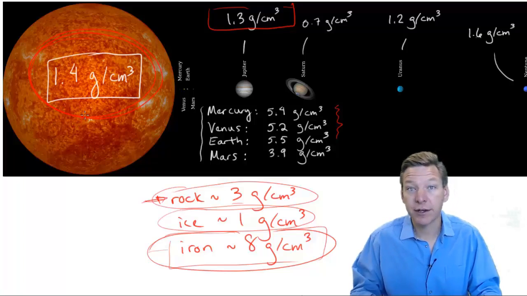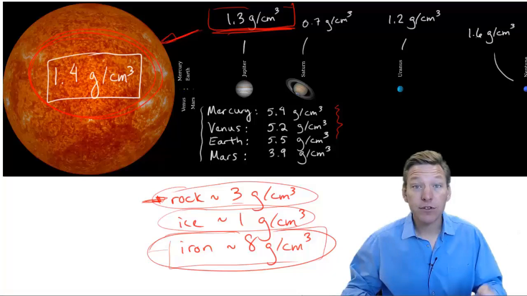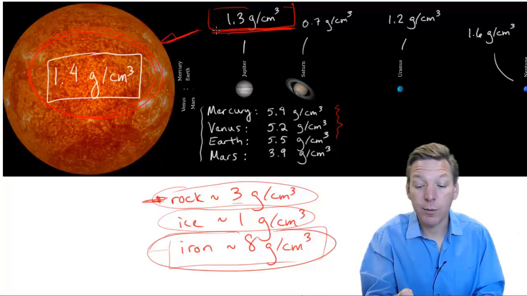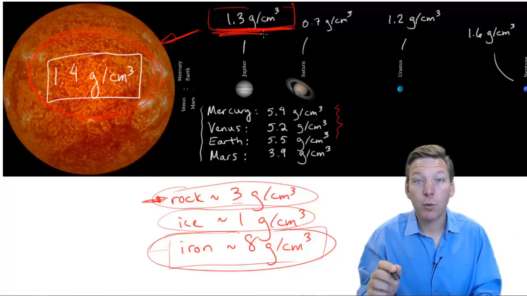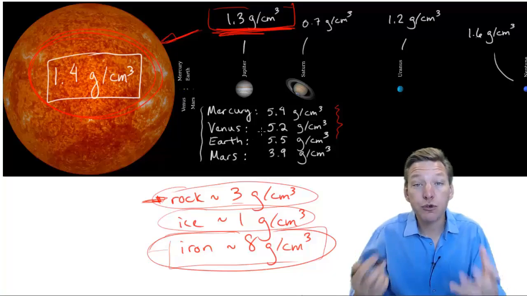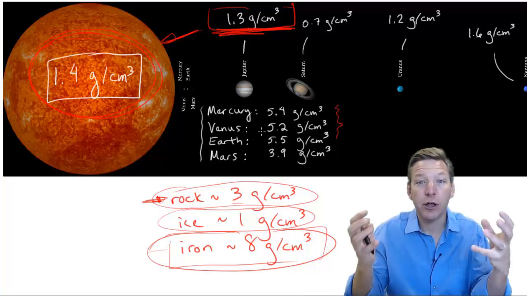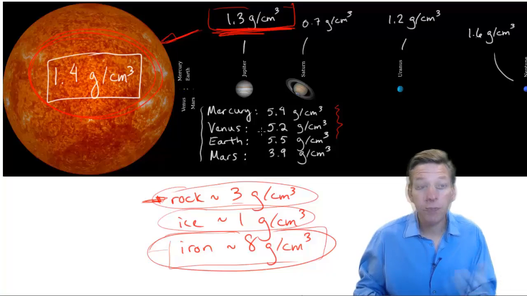But there's another interesting thing going on with the Sun. Because the Sun is so hot, it expands and the density goes down. There was some speculation early on that maybe this 1.3 grams per centimeter cubed was because Jupiter was indeed made out of the same materials as the Earth, but that it was super hot on the inside, just like the Sun, and that heat caused it to expand and be less dense. People tried to measure the heat coming off of Jupiter for a long time.